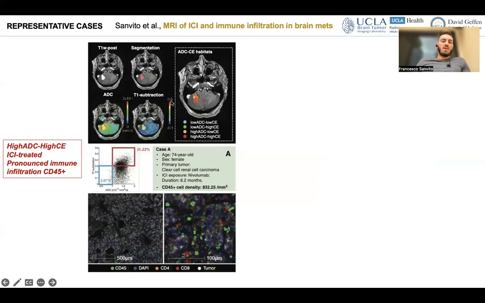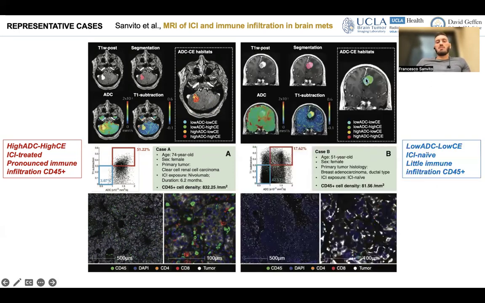So this is a representative case. It's marked red in this habitat segmentation, so it means it has prominently high diffusion, high enhancement. It was treated with ICI. And when looking at the tissue, we see a lot of immune cell infiltration. The immune cells are stained green, orange, and red in this case.